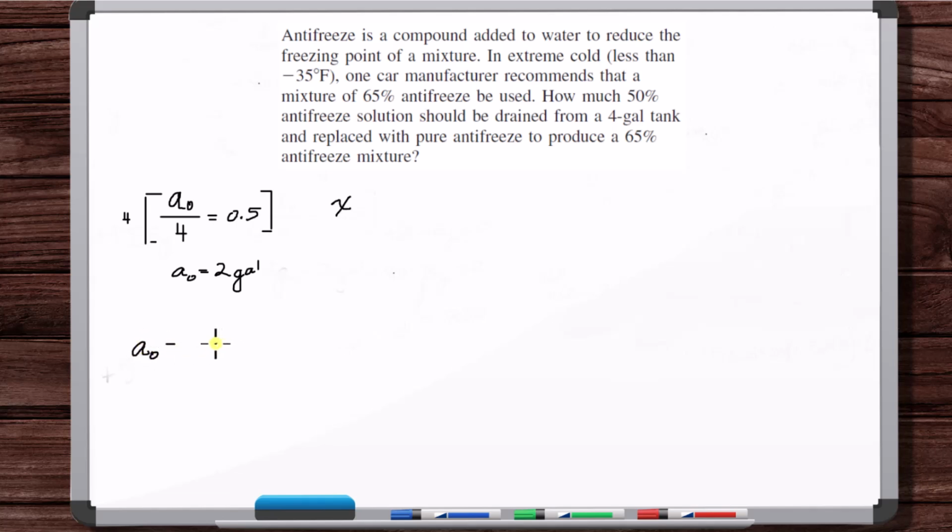minus, and what is it? X times 0.5, so 0.5x. Right? We're tracking antifreeze here.